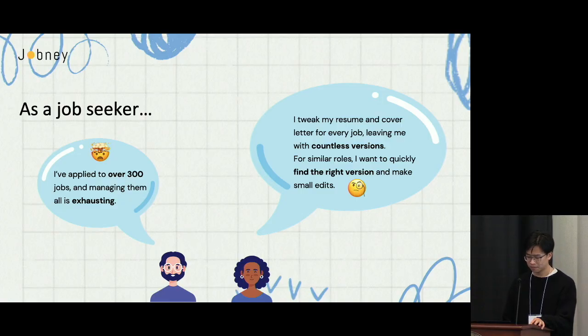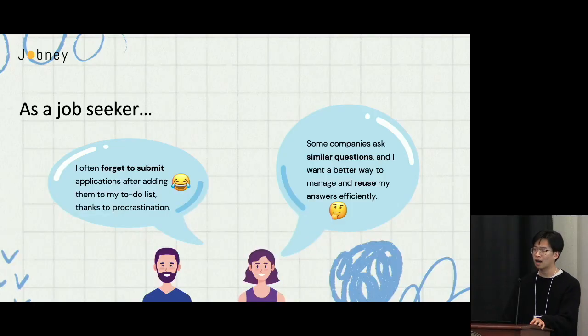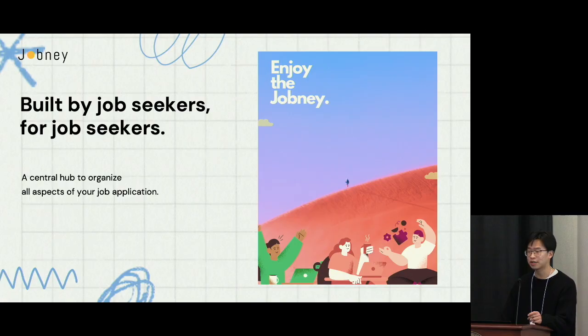For example, we don't want to miss an application deadline. Is there any way to track the deadline for each application? And also, do we have a cheat sheet for each application so we can record our application questions and the answers for each job and position? So our general solution is to build a centralized platform that is built by job seekers and used by job seekers.